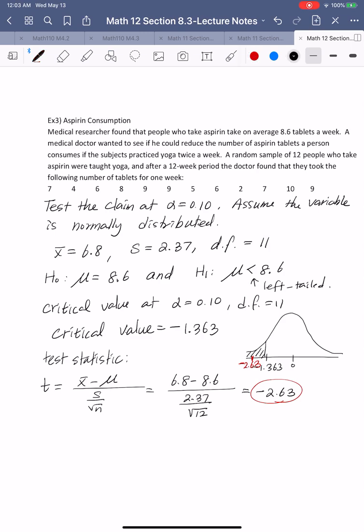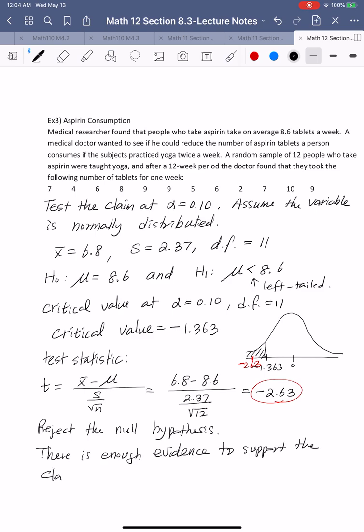So now you need to conclude that we have to reject the null hypothesis, which means there is enough evidence to support the claim that practicing yoga reduces the weekly aspirin intake. Okay. Alrighty. Okay, so let's look at the next problem.